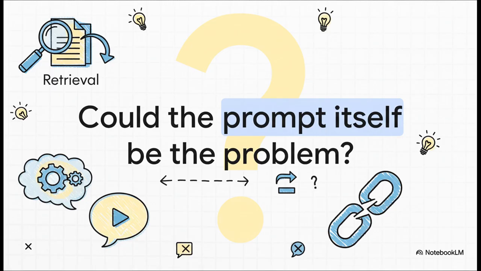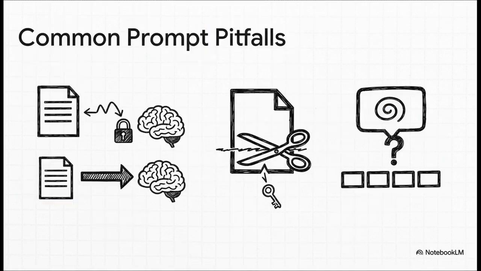That final prompt that gets sent to the LLM is everything. A tiny little flaw in that prompt can cause a total system failure. Here are a few things to check for. Are your instructions strong enough? Just saying "use the context" is pretty weak. Saying "answer the question using only the provided sources and do not use any outside information," that's much stronger. Or maybe your prompt is just too long and the important bits are getting cut off. And did you explicitly ask for citations? Because if you don't ask, you're probably not going to get them.